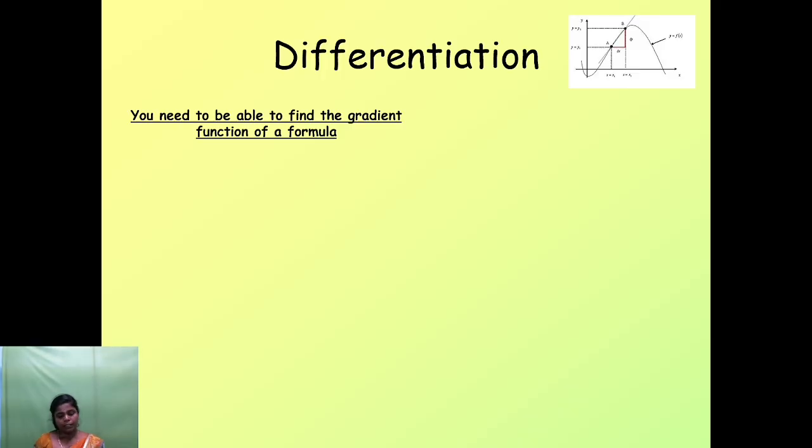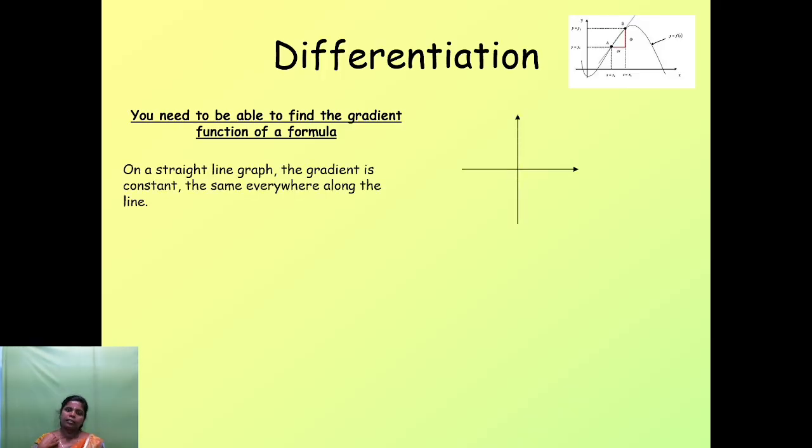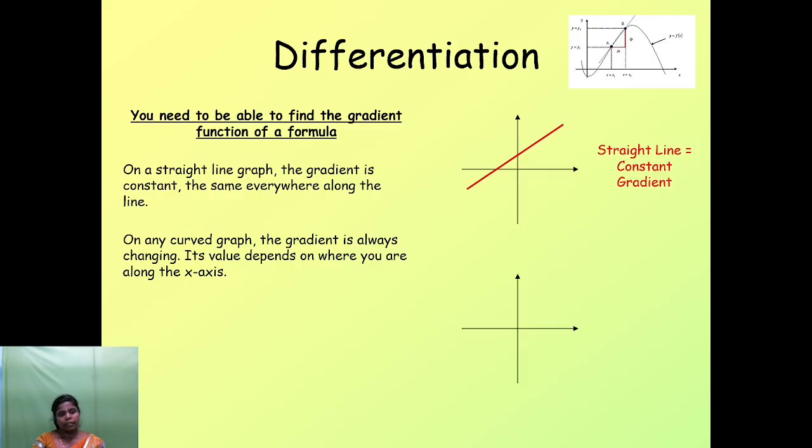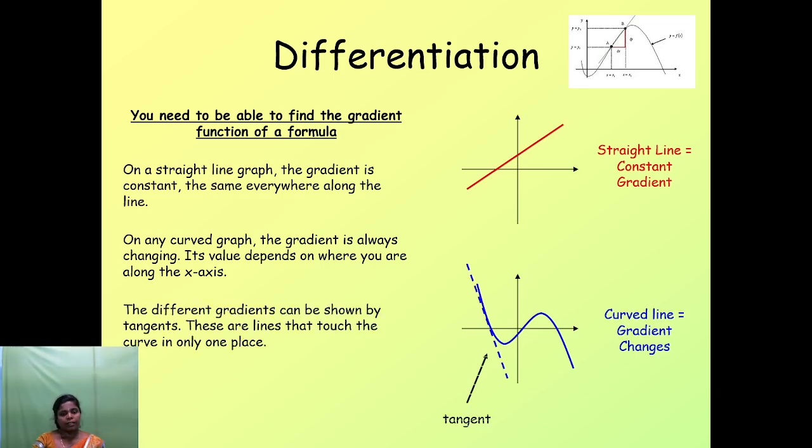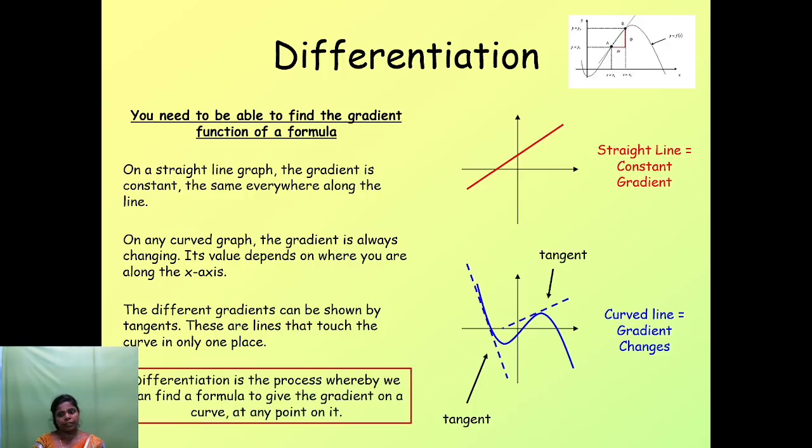Already we know, first, a straight line has a constant gradient. Then on any curved graph, the gradient is always changing. Its value depends on where you are along the x-axis. Here, the curved line's gradient changes. That is a tangent line of a curved line.